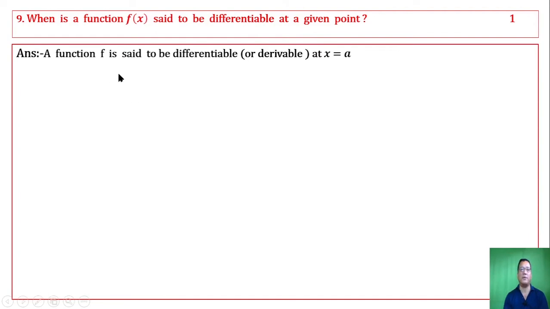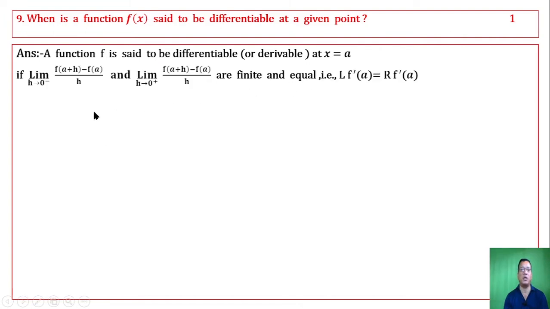A function f is said to be differentiable or derivable at x equal to a if left hand derivative at a equal to right hand derivative at a. Left hand derivative and right hand derivative at a are finite and equal, that is, left hand derivative at a equal to right hand derivative at a. Or the limit of f of a plus x minus f of a by x as x tends to 0 exists finally.